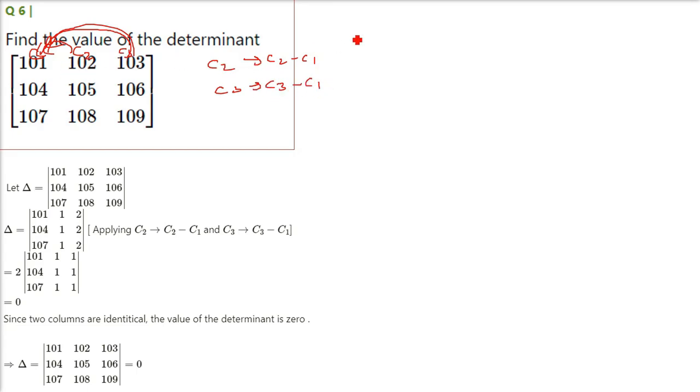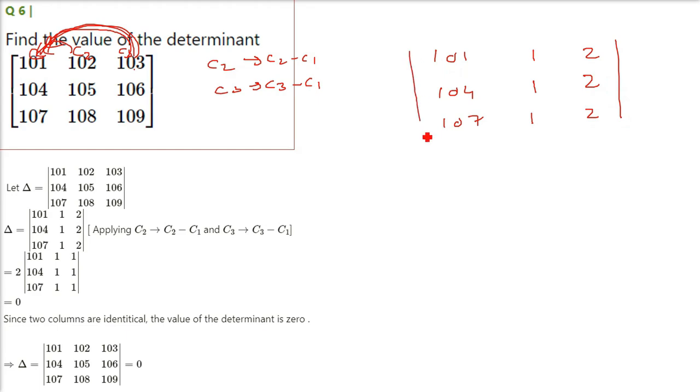So what do you get? 101, 104, 107 this will be. 102 minus 101 is 1, 105 minus 104 is 1, 108 minus 107 is 1. Now C3 will change to C3 minus C1. 103 minus 101 is 2, and so on; 109 minus 107 is 2.